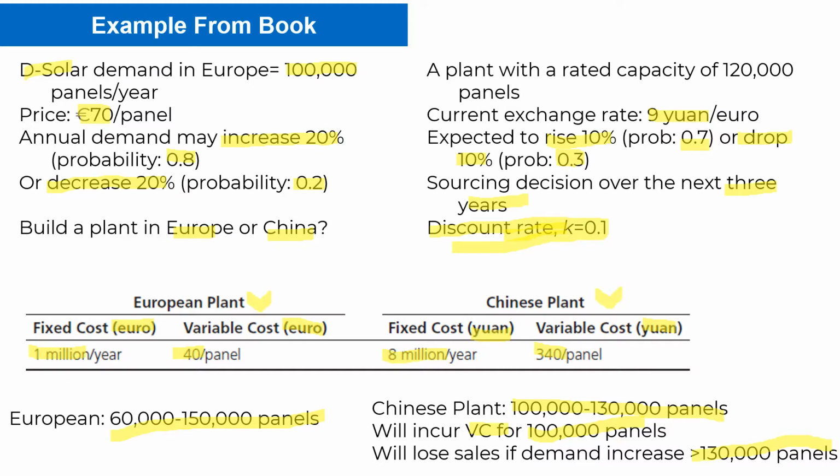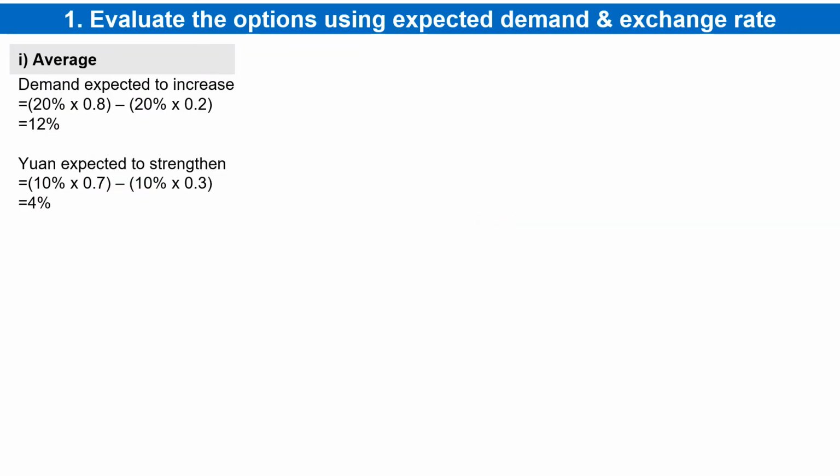So the solar company needs to decide where their plant will be built. The first step is we need to evaluate the options using expected demand and exchange rate. Actually, it is not a must step. It is just for comparing with the decision tree later. So first, we need to compute the average.